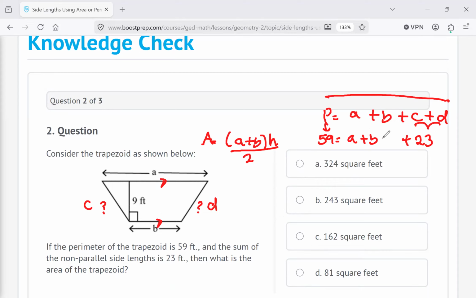And then what I'm going to do is solve for a plus b, these two parallel legs, by subtracting 23 from both sides. So what is 59 minus 23? 36. So that's 36 equals a plus b.